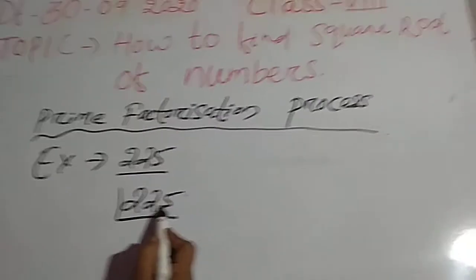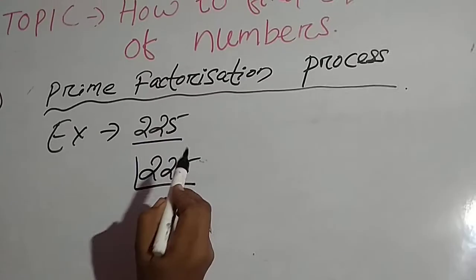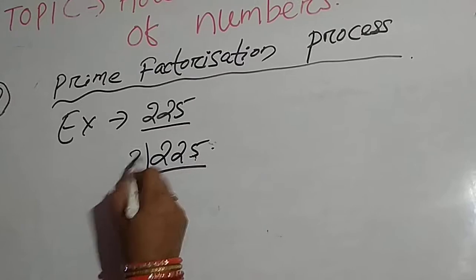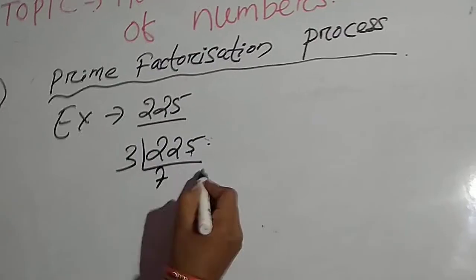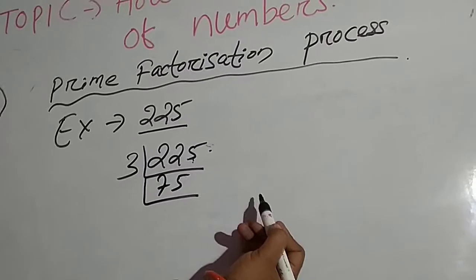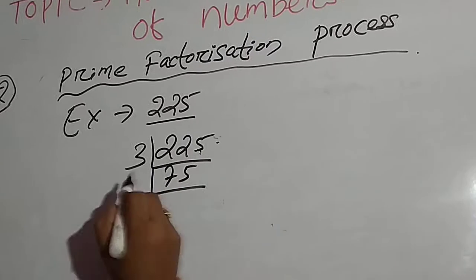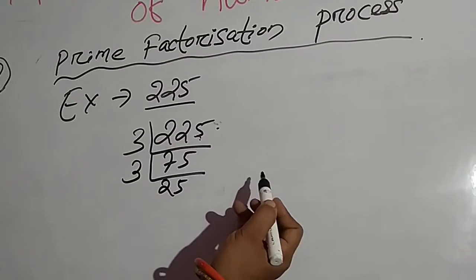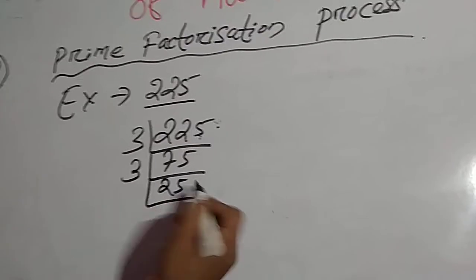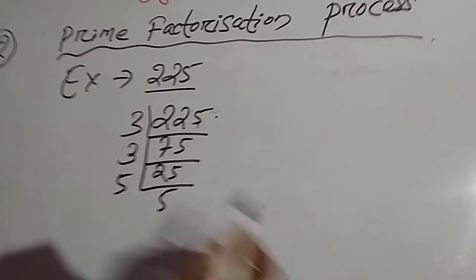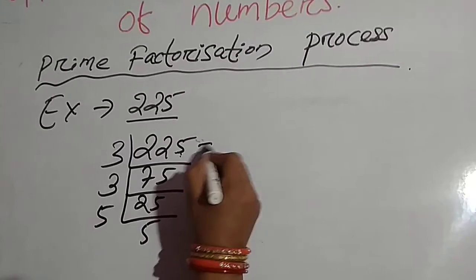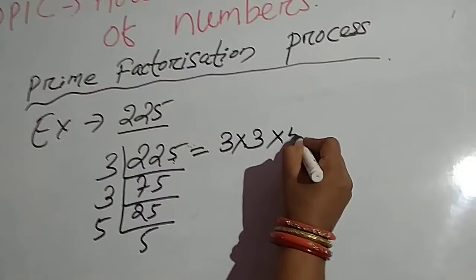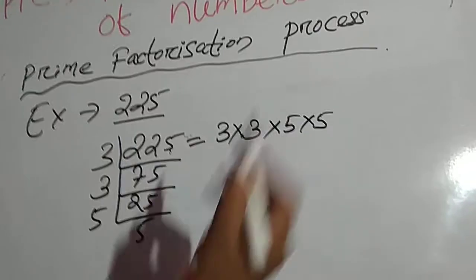So which digit? This is not divisible by 2, but it is divisible by 3. Why? The sum of the digits is 9. So first we put 3. 3 7s are 21, 3 5s are 15. So again we put 3. 3 2s are 6, 3 5s are 15. Okay. Next we put 5. 5 5s are 25. So the prime factors are 3 into 3 into 5 into 5.